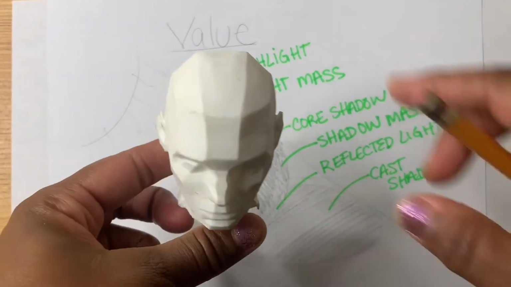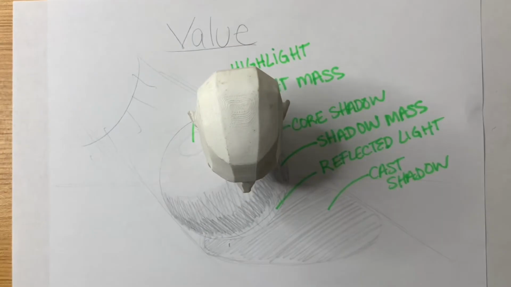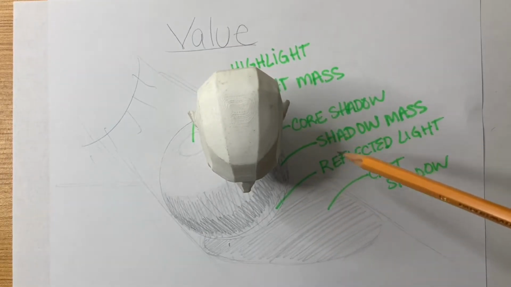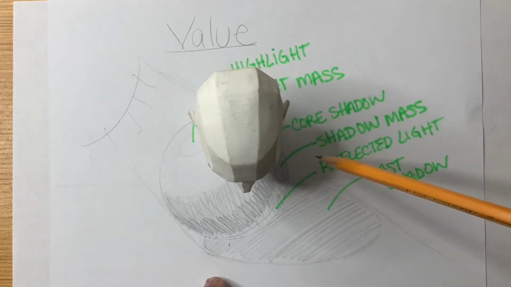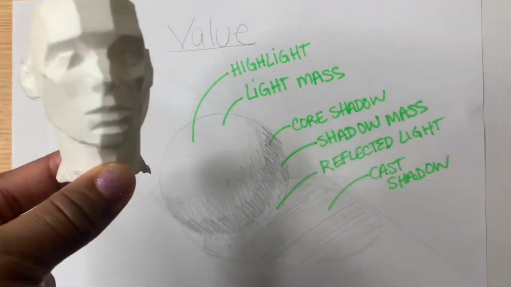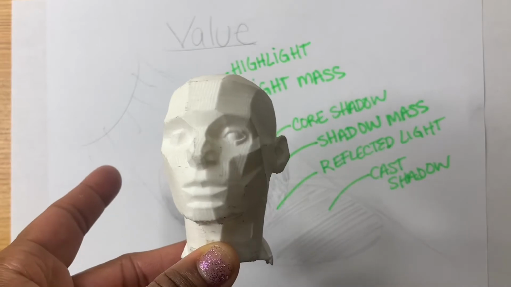And then if I put this down, you see the shadow right there on the table? That's the cast shadow. Okay, so the light is hitting this head and casting a shadow. So we covered all these values in the head. Now let's see how that applies to our still life.